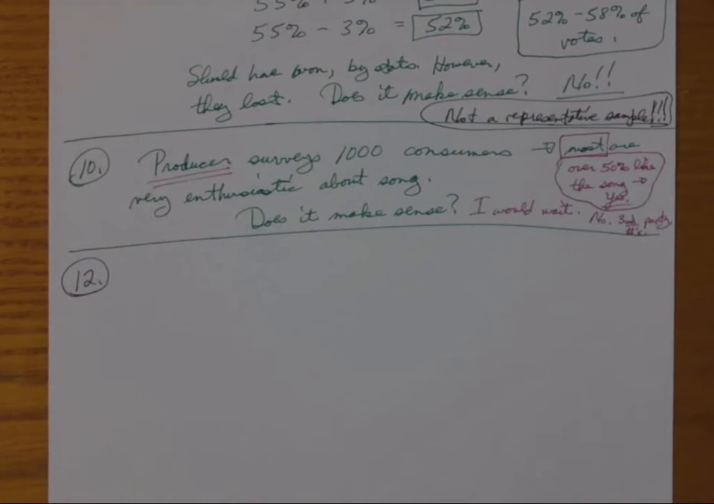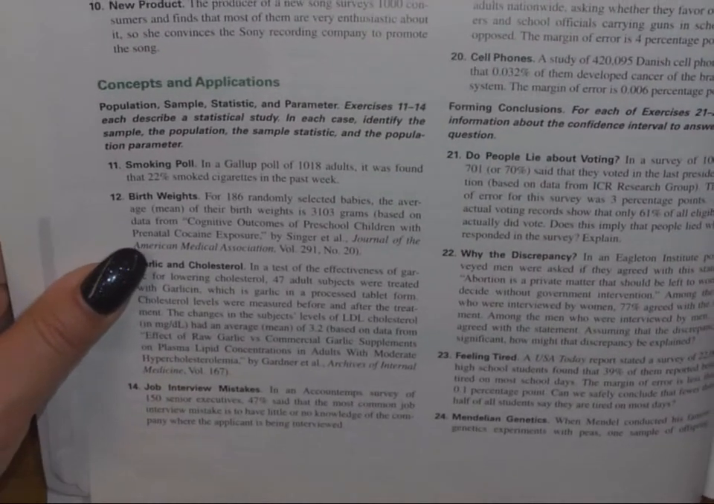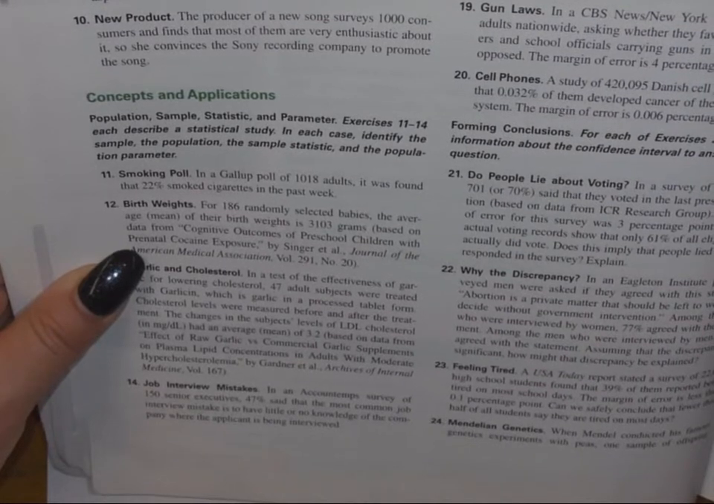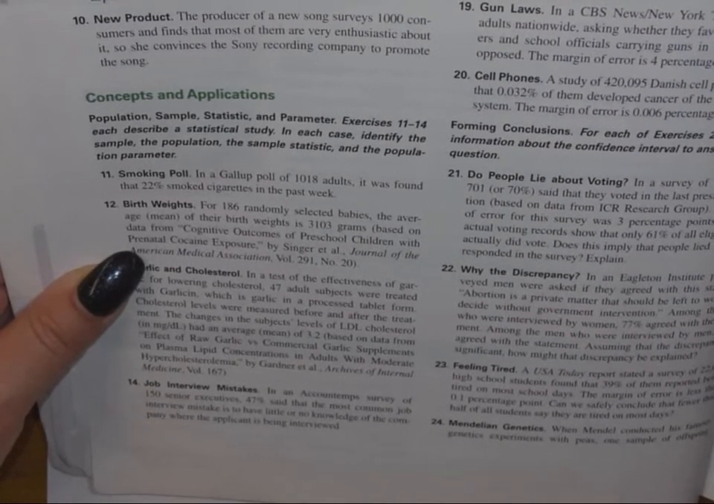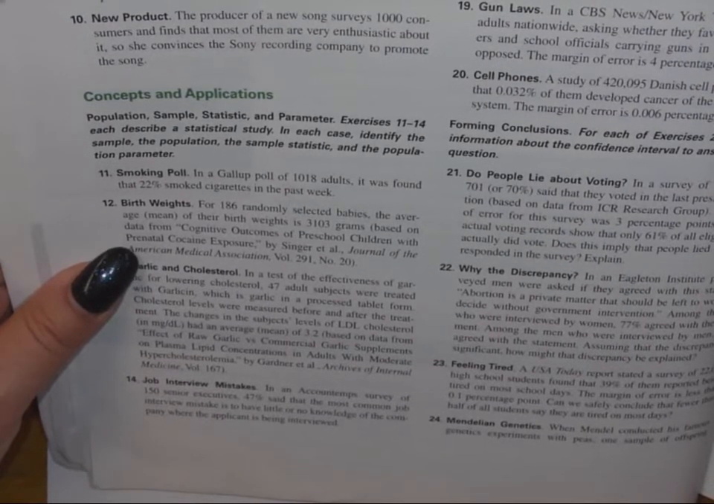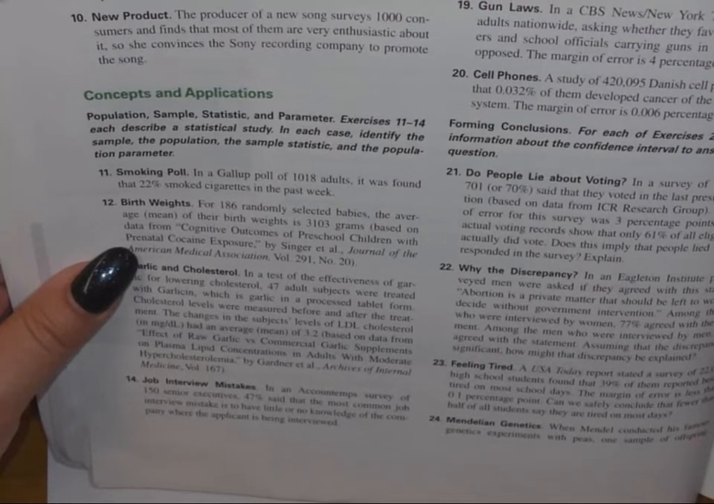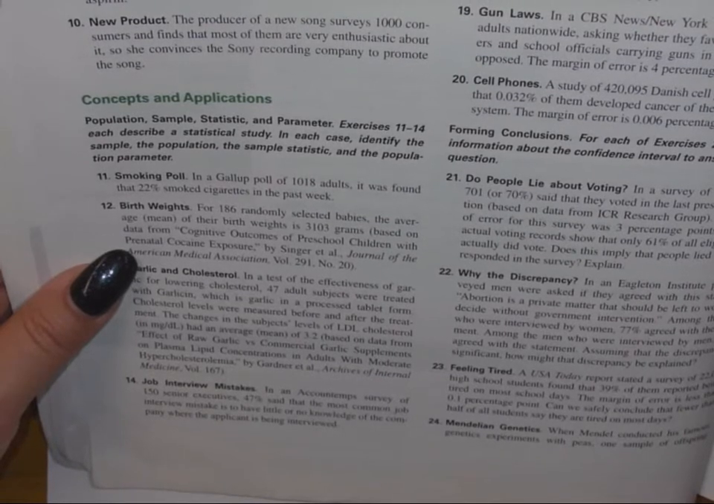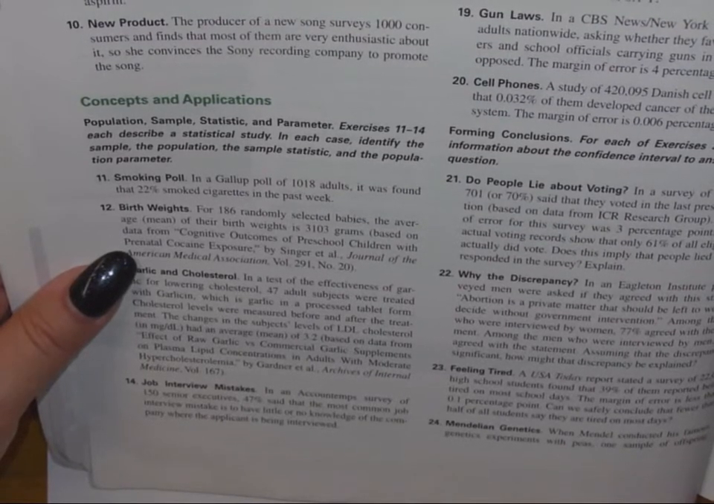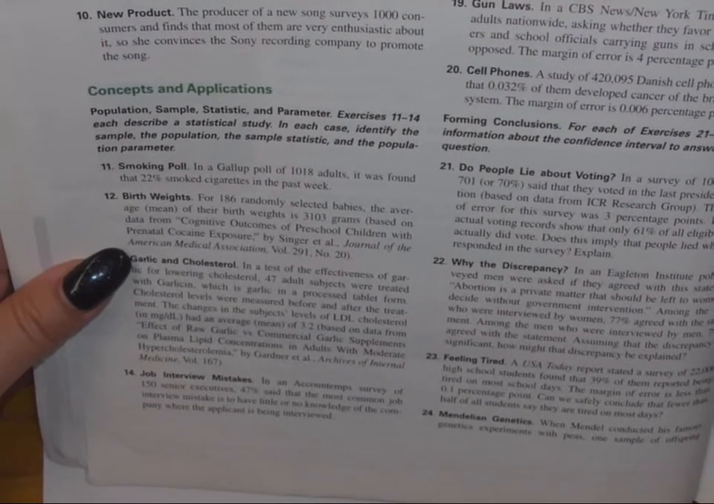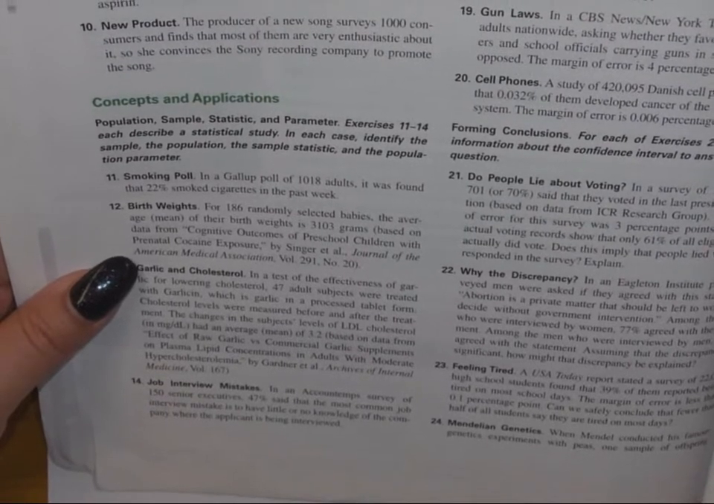Okay. And I'm just going to put this up here because I'm not going to rewrite it. Okay, birth weights is the one. This one is the one that says, hey, tell us what's the population, what's the sample statistic, what's the population parameter, okay? So it says birth weights for 186 randomly selected babies, the average or mean of their birth weights is 3,103 grams, based on data from cognitive outcomes of preschool children with prenatal cocaine exposure, published in a journal. Okay, so hang on a second.